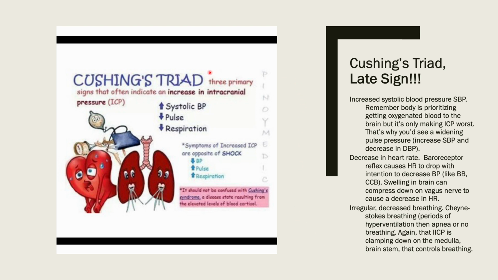And here you can see a nice little diagram of the Cushing's triad, the three primary signs that often indicate an increase of intracranial pressure. And remember, these are late. So, it's the opposite of shock. You have an increase of systolic blood pressure, decreased heart rate, and decreased respirations. And I would even say irregular as well. Okay.